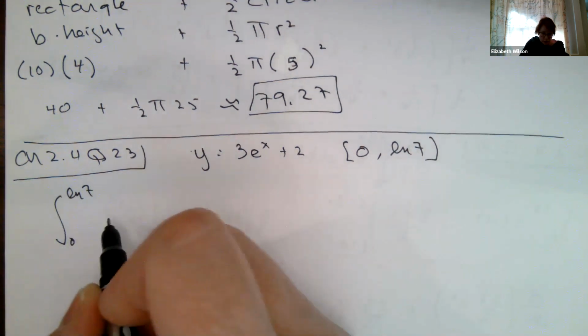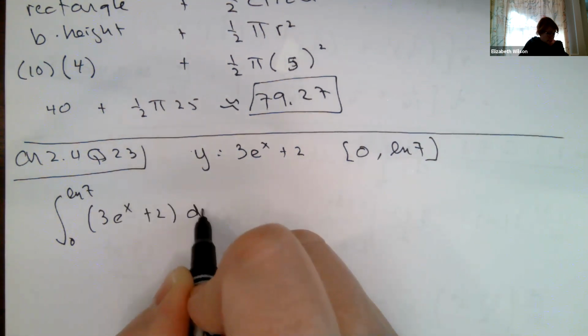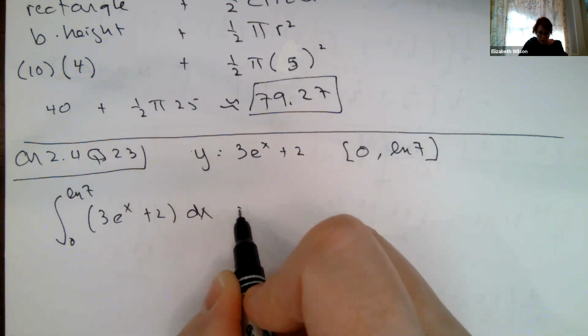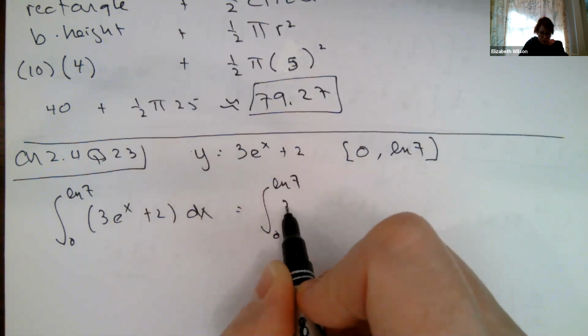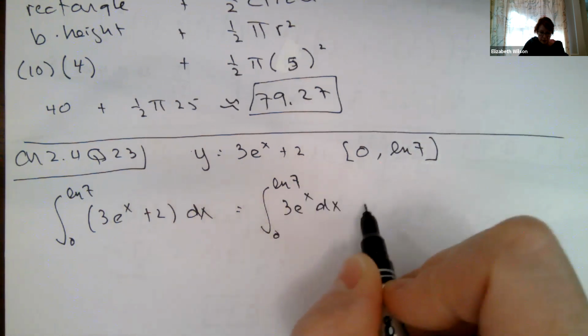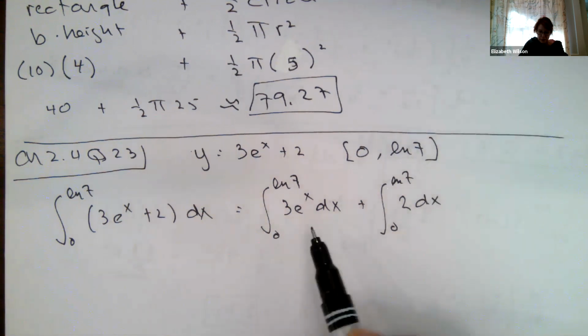All right, so I'm going to go 3e to the x plus 2 dx. Okay, so I can plug that in. I can do my linearity: the integral from 0 to ln of 7 of 3e to the x dx plus the integral from 0 to ln of 7 of 2 dx. Now I can integrate this.